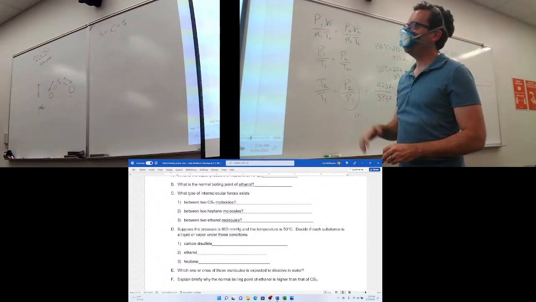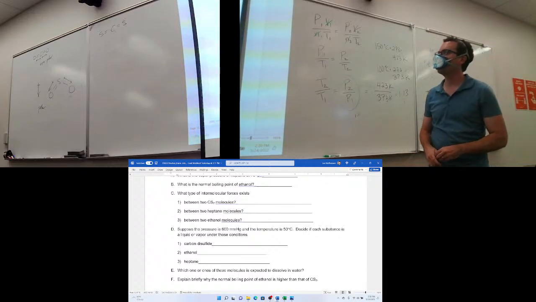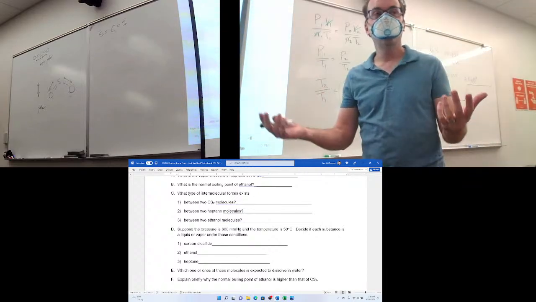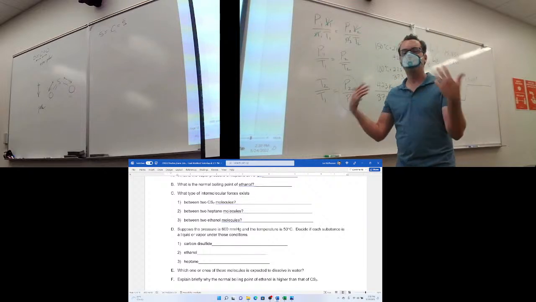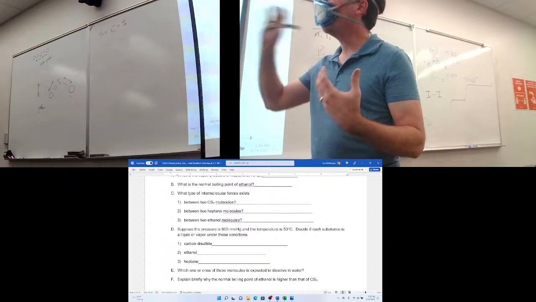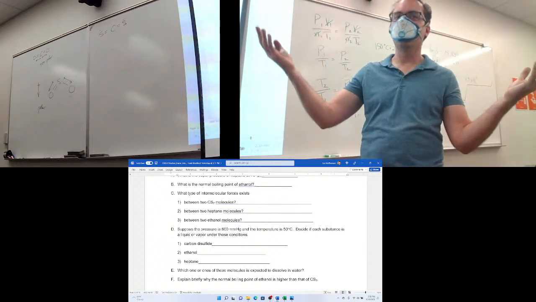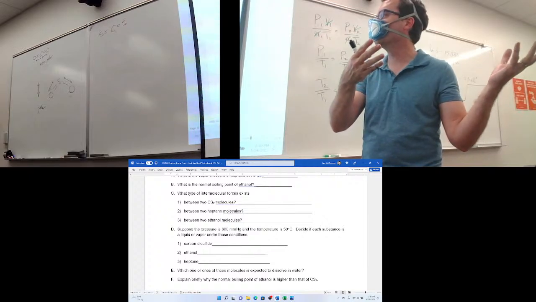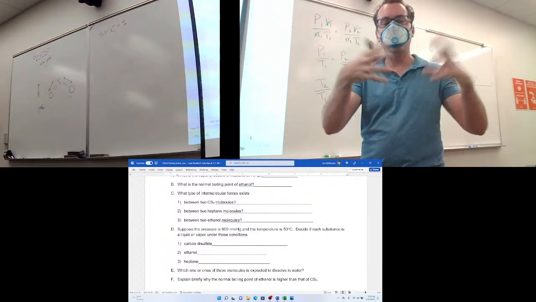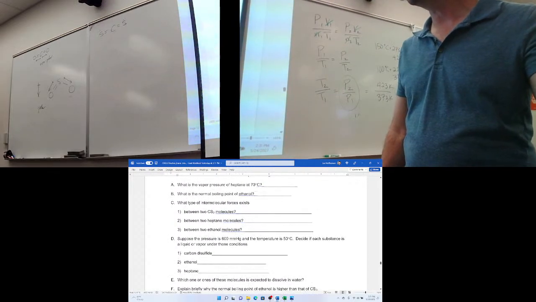Suppose the pressure is 600 millimeters of mercury and the temperature is 50. Decide if each substance is a liquid or vapor. So you're just going to have to look and see, are we above the boiling point? The current atmospheric pressure, whether it's in real life on a mountain, or artificially inside a sealed container, 600 millimeters of mercury: is it boiling at 50 degrees?